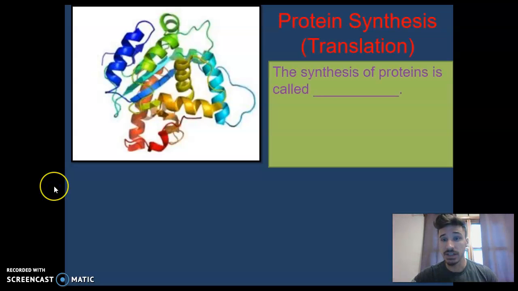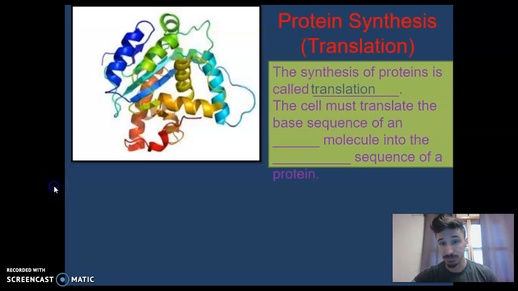So, the synthesis of proteins is actually called translation. This is where our protein is actually being built. Now, the cell has to literally translate the base sequence of an mRNA molecule, which was made in transcription, into an amino acid sequence, which we know amino acids are the monomers of proteins.